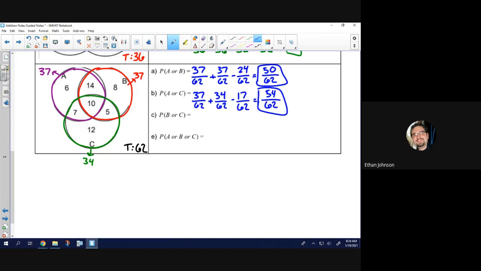Try doing part C. Part C says probability of B or C. Well, the probability, aka our red or green circles. Probability of B would be 37 out of 62, plus probability of C, so 34 out of 62, minus my overlap of those two colors, so 10 and a 5, to get me a total of 15 out of 62. Equals 56 out of 62.